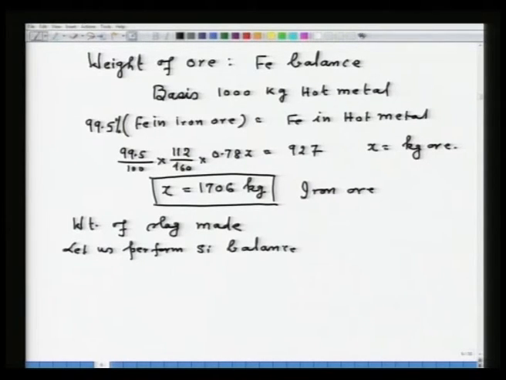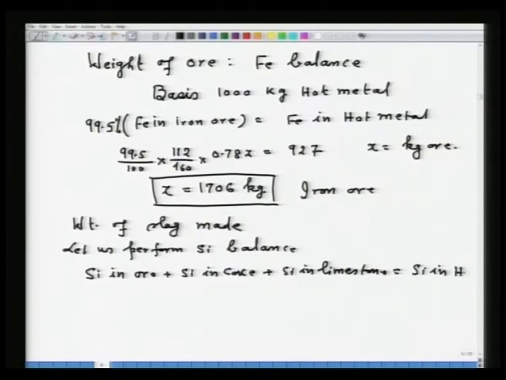So, silicon balance: silicon in ore plus silicon in coke, amount of coke is given to us, plus silicon in limestone, amount of limestone is also given, will be equal to silicon in hot metal plus silicon in slag. Well, choice is yours, you can do SiO2 balance or silicon, it does not matter at all.